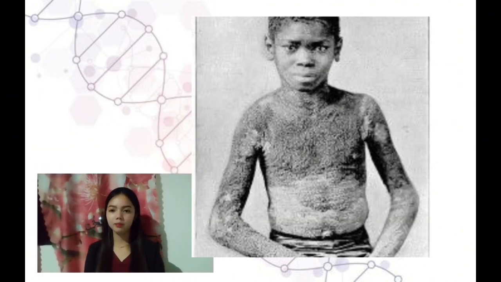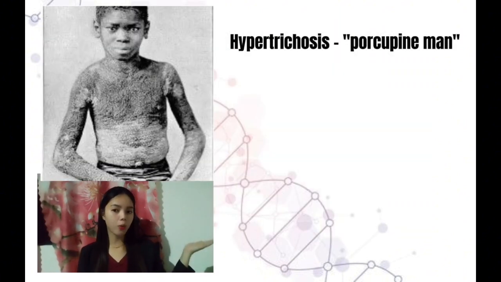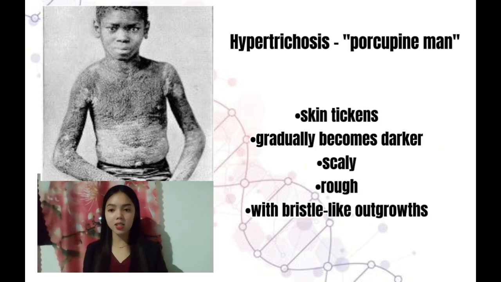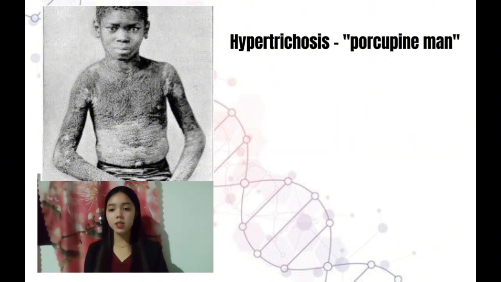Porcupine man is a colloquial term used to describe individuals who have a rare condition called hypertrichosis. It occurs when the skin thickens and gradually becomes darker, scaly, rough, and with bristle-like features. It is influenced by various genes across the genome, including the Y chromosome, but not solely by it.